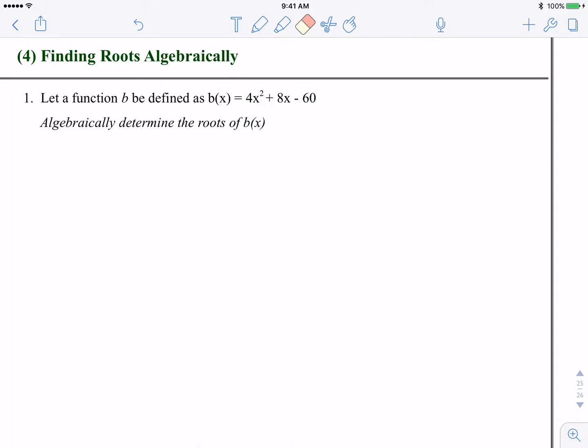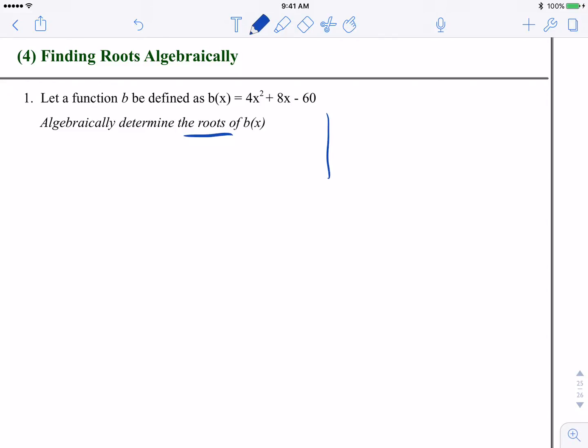Hello. In this video, we're going to be taking a look at the fourth topic from your quarterly exam on Thursday, which is on finding roots algebraically, a topic we've seen applied on previous tests. Remember, roots are referring to where the function equals 0 or y equals 0.